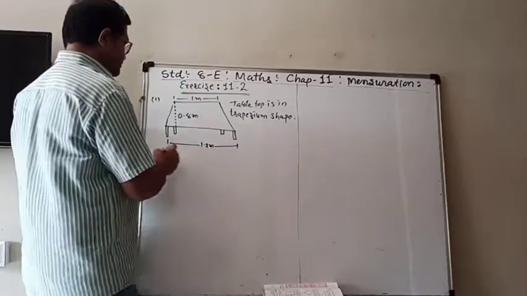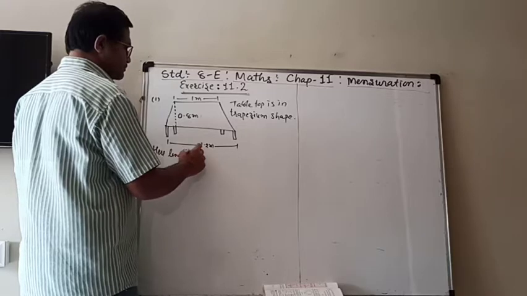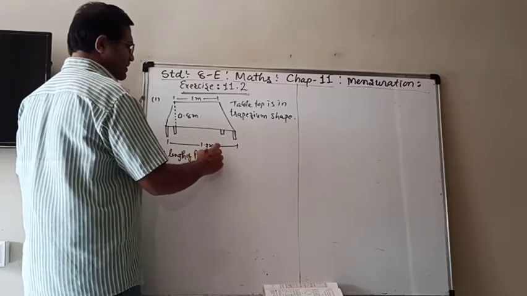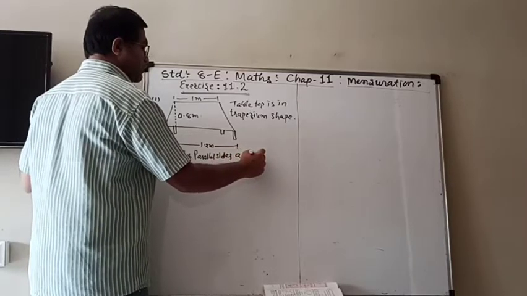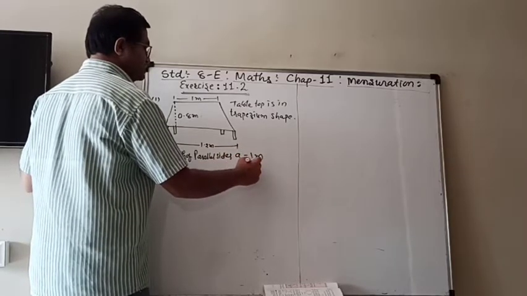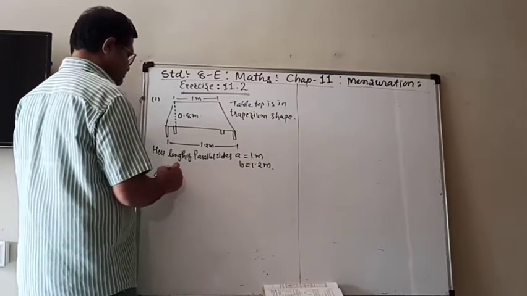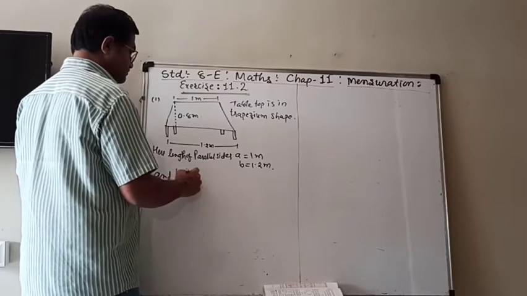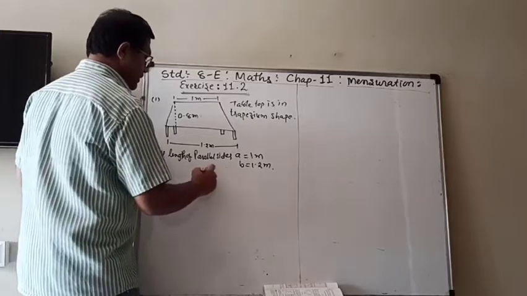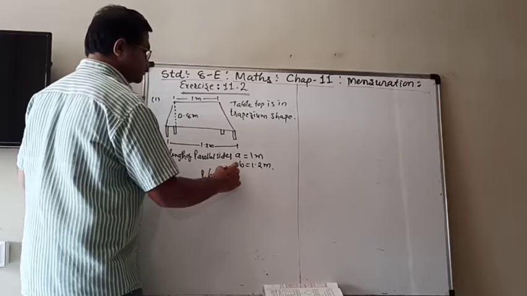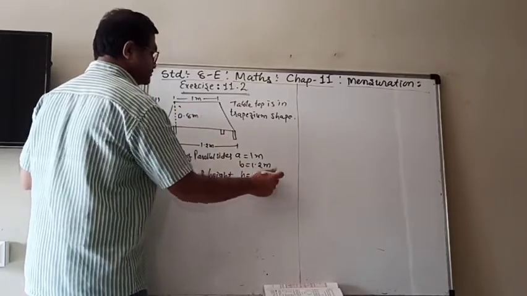So now here, the lengths of the parallel sides we can take as a and b. a is equal to 1 meter and b is equal to 1.2 meter. And the height h is given as 0.8 meter.